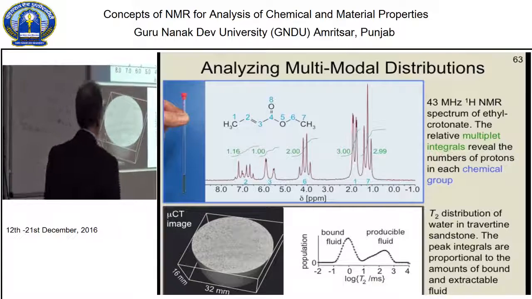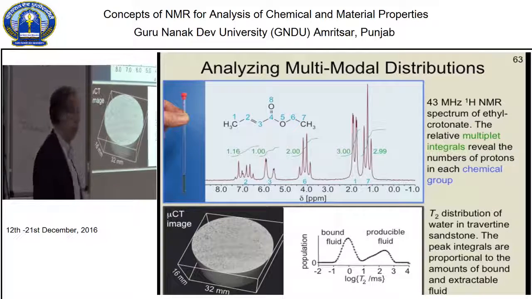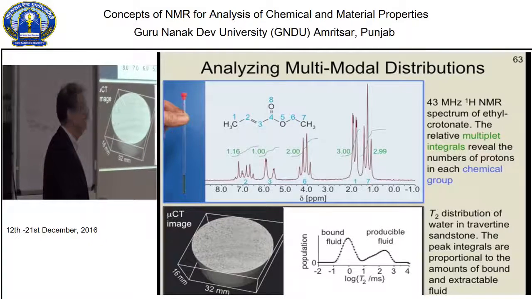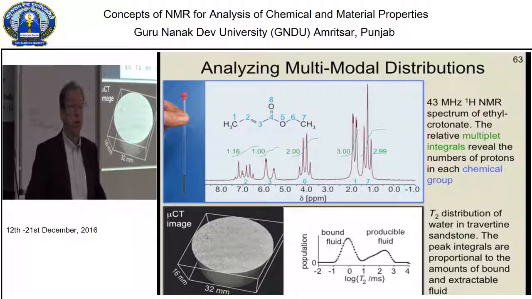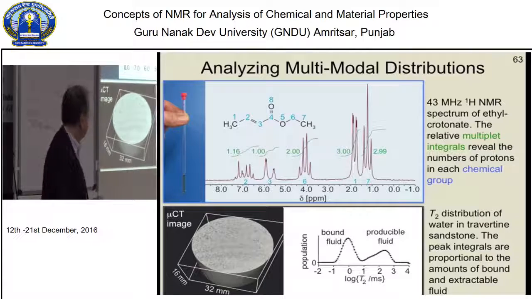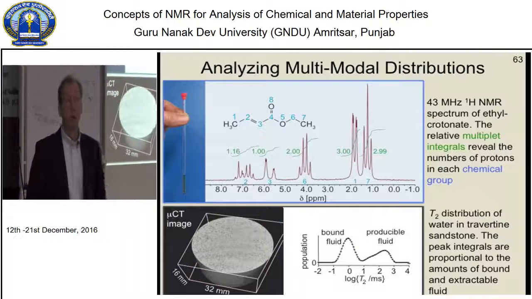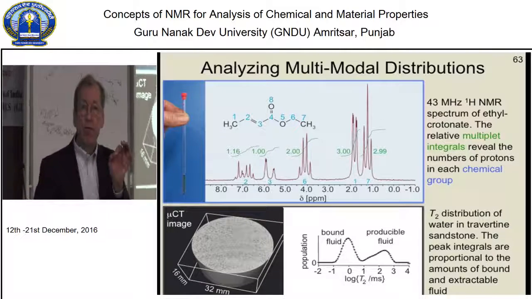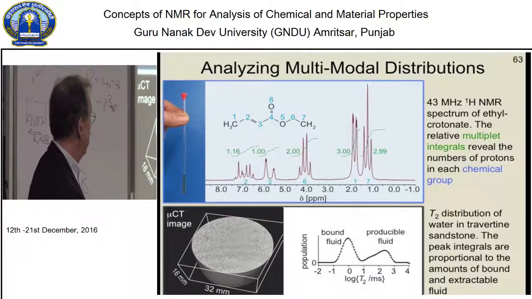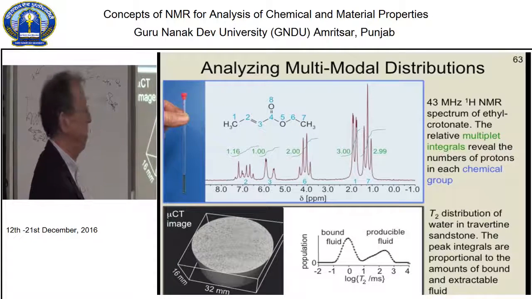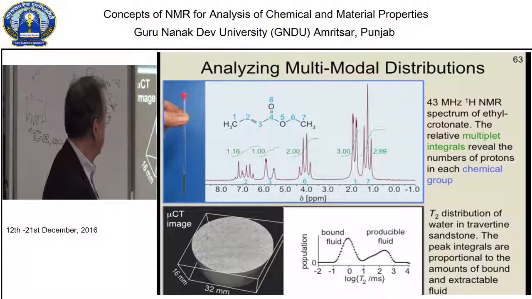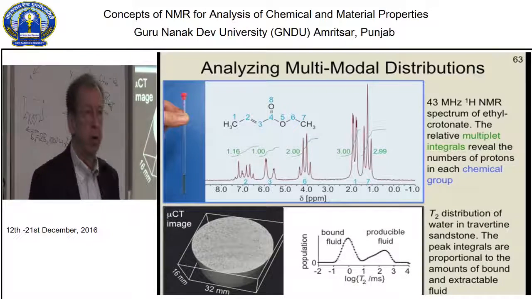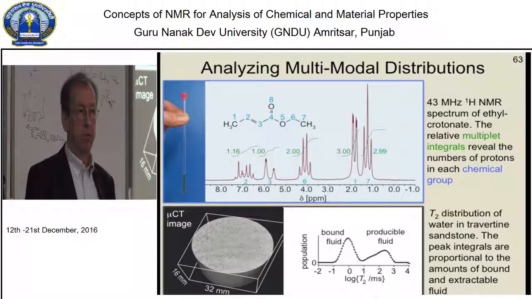I want to mention that when you have a fluid in a porous medium, you get that type of distribution of relaxation time, which is similar to a spectrum, except it only has 2 peaks. You can also integrate the peaks and ask what you learn from it. What you actually learn is that here you get the amount of fluid that you can extract from the porous medium, and here you get the amount of fluid that you cannot extract from the porous medium.